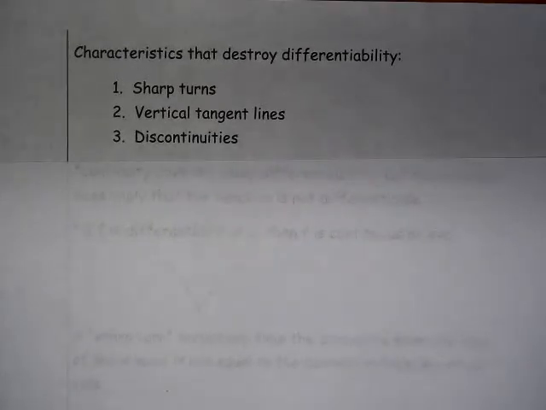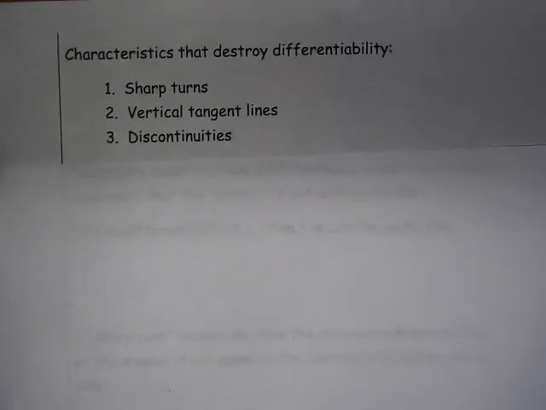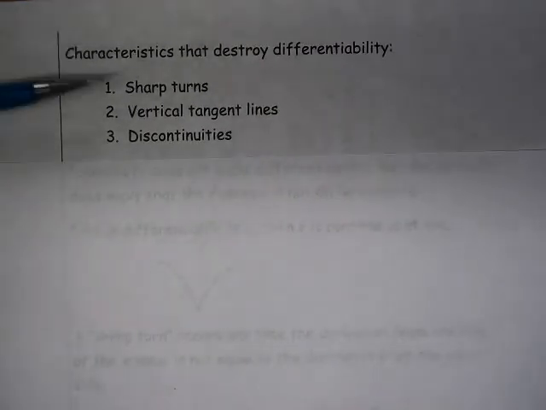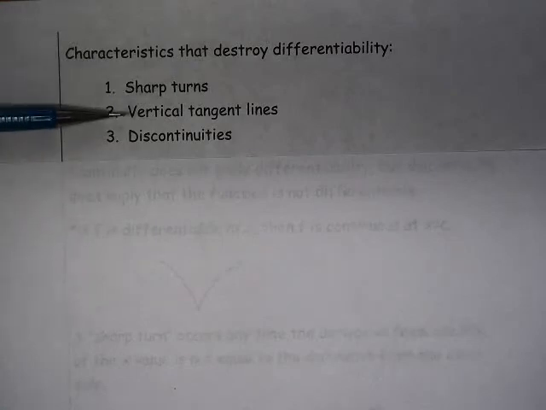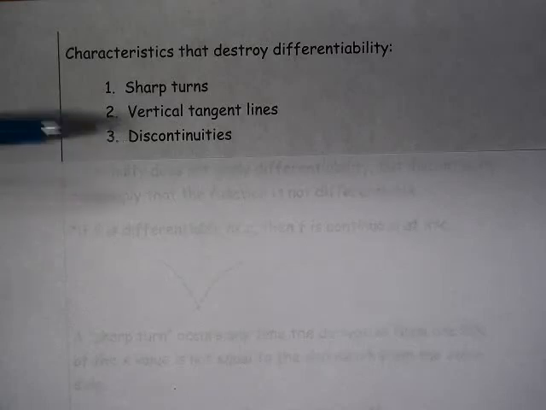Next, we're going to discuss some of the characteristics that destroy differentiability. What that means is a given function does not have a derivative in a particular place. The three things that can do that are sharp turns, vertical tangent lines, or any kind of discontinuity in the original function. Discontinuities in the original function should be pretty clear.